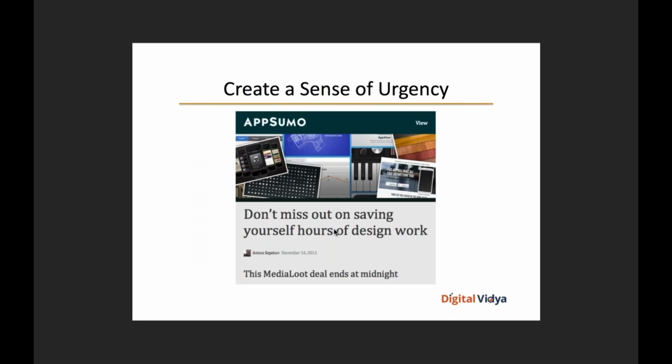Again, AppSumo, I'm not sure how many of you have heard of AppSumo. So AppSumo is a platform which provides a lot of great SEO insights. It's a platform which is loved by a lot of SEO professionals, very similar to a Moz or a Majestic. But I love Majestic. Majestic is my personal favorite. It talks about how you don't miss out on saving yourself hours of design work. Come to AppSumo and use us, and so on.